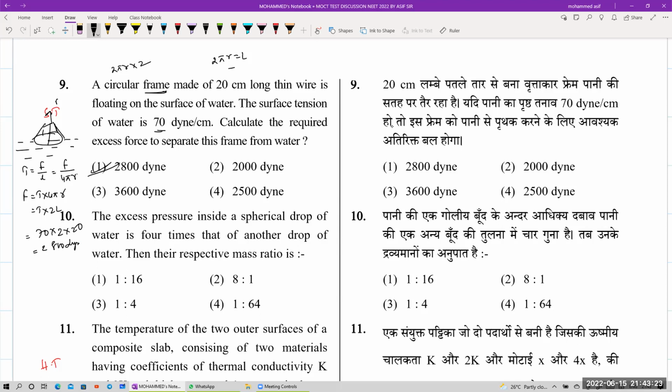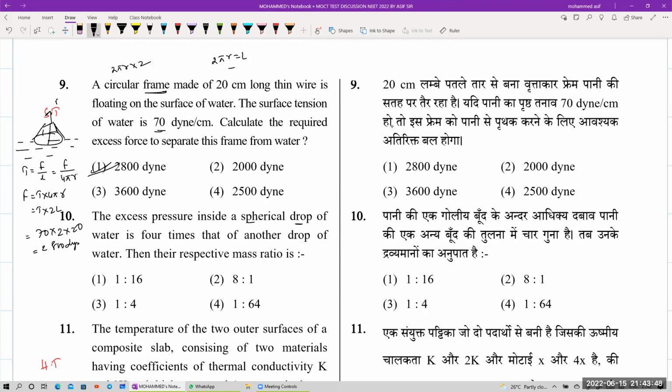Chal next one. The excess pressure inside a spherical drop of water is 4 times that of another drop of water. The respective masses will be equal to how much? I already told you this relation, beta. What is the relation between the mass and excess pressure? Excess pressure inside the spherical drop bola hai, isn't it 4 times? So pressure ka formula kya hai beta? Excess pressure inside the liquid drop is how much? 2T by R. So bubble ke liye 4T by R.